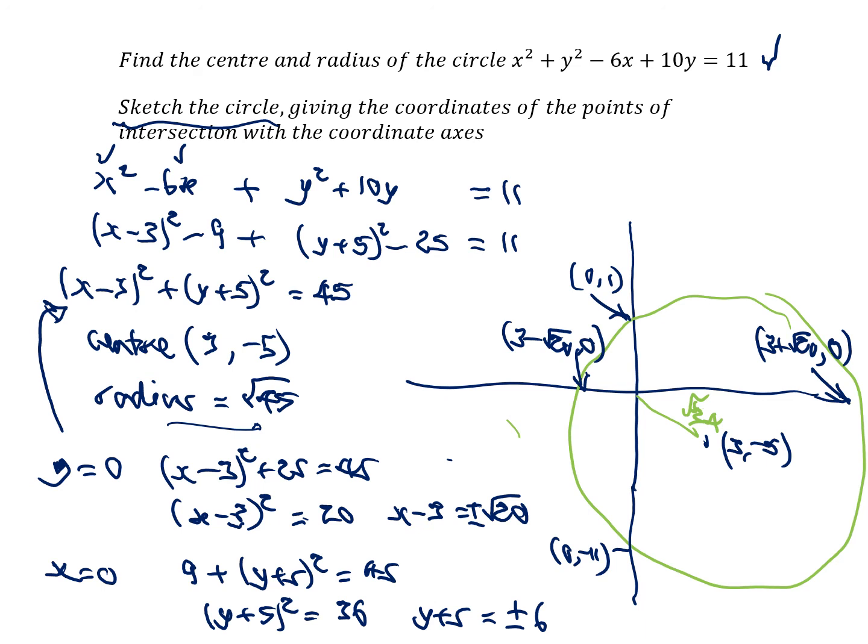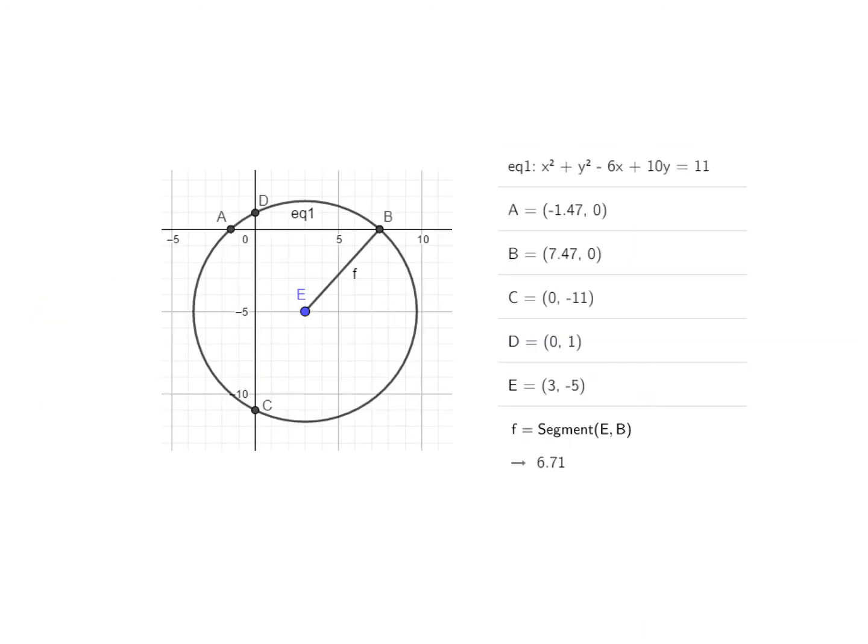So final look up at the top there: sketch the circle giving the coordinates of the points of intersection with the coordinate axes. Have I answered the question? Finally I have, yes. Now once again I've shown you a picture here of the circle as depicted by GeoGebra. GeoGebra is not the only package which you can use, there are others, but it's the one that I use and I'm familiar with, so that's why I'm using it here today. So there we are, we can see the radius EB and the points of intersection with the coordinate axes.